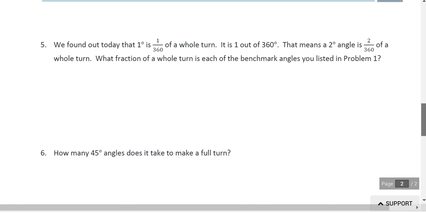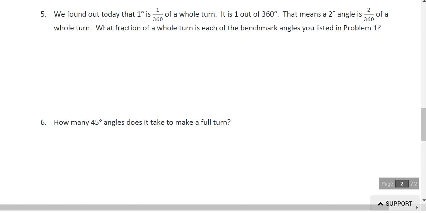All right, welcome to the flip side. Well, we found out today that 1 degree is 1/360th of a whole turn. 1 out of 360, that means a 2-degree angle is 2 over 360 of a whole turn. What fraction of a whole turn is each of the benchmark fractions from problem 1?